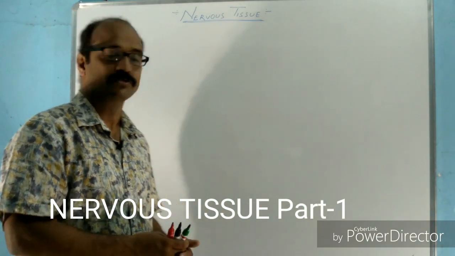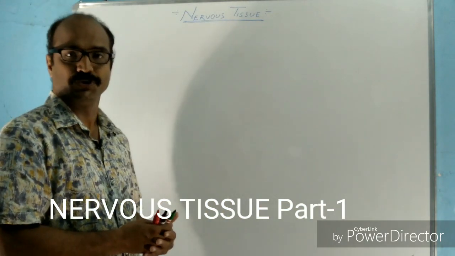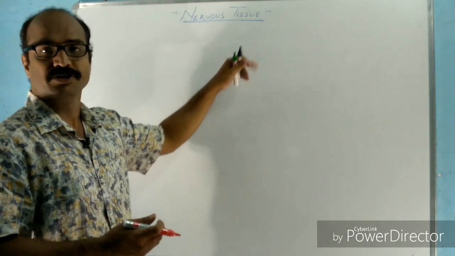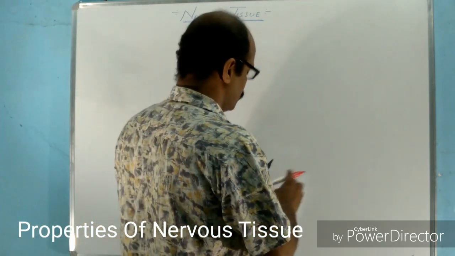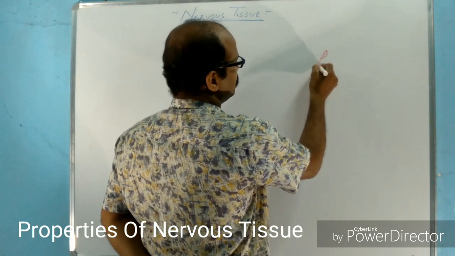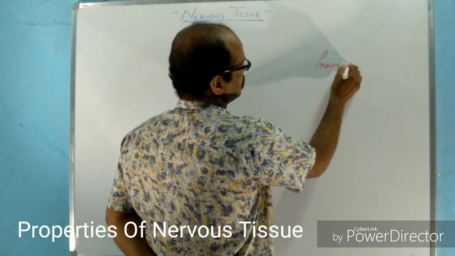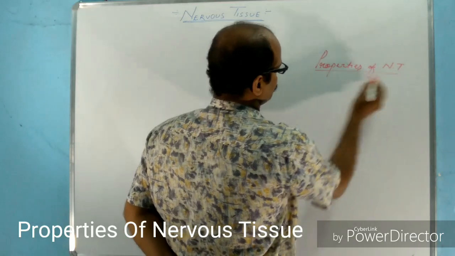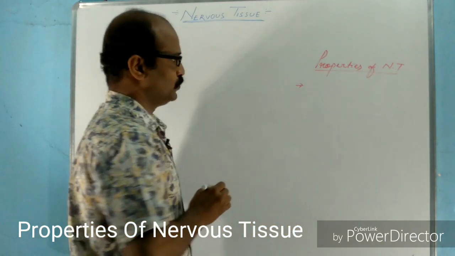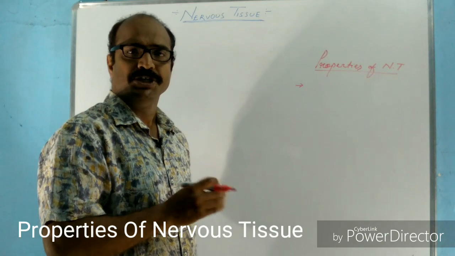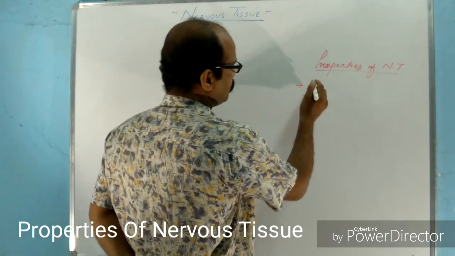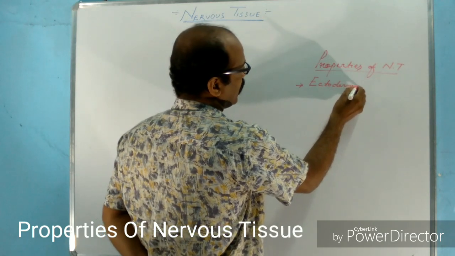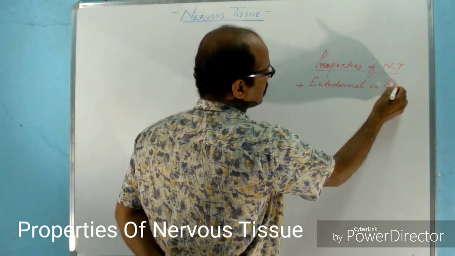In this session, I am going to talk about the nervous tissue. So let's start. The properties of nervous tissue. All nerve tissue originated from ectoderm. That's why these are ectodermal in origin.